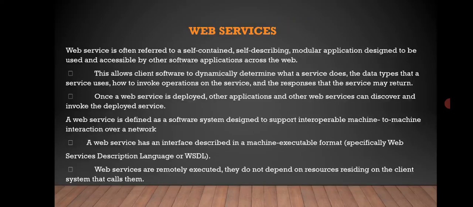Now let us see about web services. A web service is often referred to as a self-contained, self-describing modular application developed to be used and accessible by other software applications across the web. This allows the client software to dynamically determine what a service does and the data types that a service uses, how to invoke the operations of the service, and the responses that the service may return. Once a web service is deployed, other applications and other web services can discover and invoke the deployed service, and it is defined as a software system designed to support interoperable machine-to-machine interaction over the network.